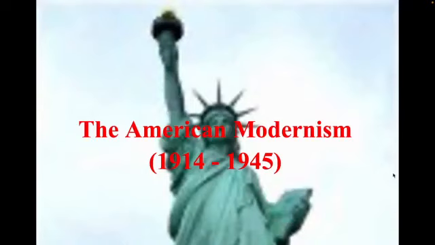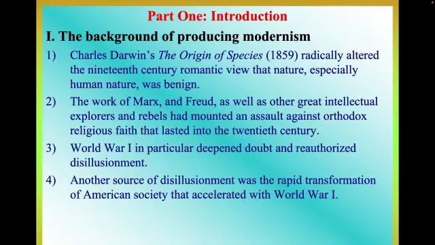Good day, and today we're going to look at American modernism when we look at American literature. The time period we'll be covering in this video is from about 1914 to 1945. So we're going to look at before this time period. What is the background that will produce American modernism in literature?